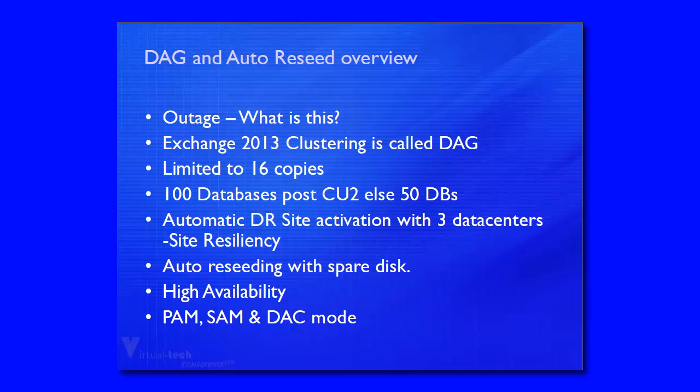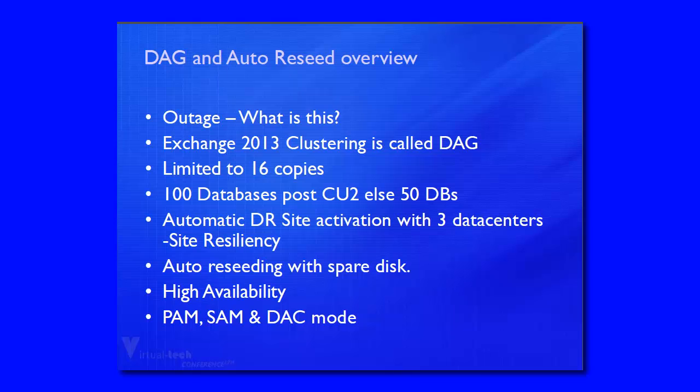The next thing is how many copies we can have of the database. In 2007 we had CCR, so one active, one passive in CCR, and a third in SCR, which is across the data center. In Exchange 2010, we had 12 copies. In Exchange 2013, we have 16 copies. So we can have 16 copies of the database, but with all these features, I don't think we require 16 copies of the database. But again, we have the possibility to have it.